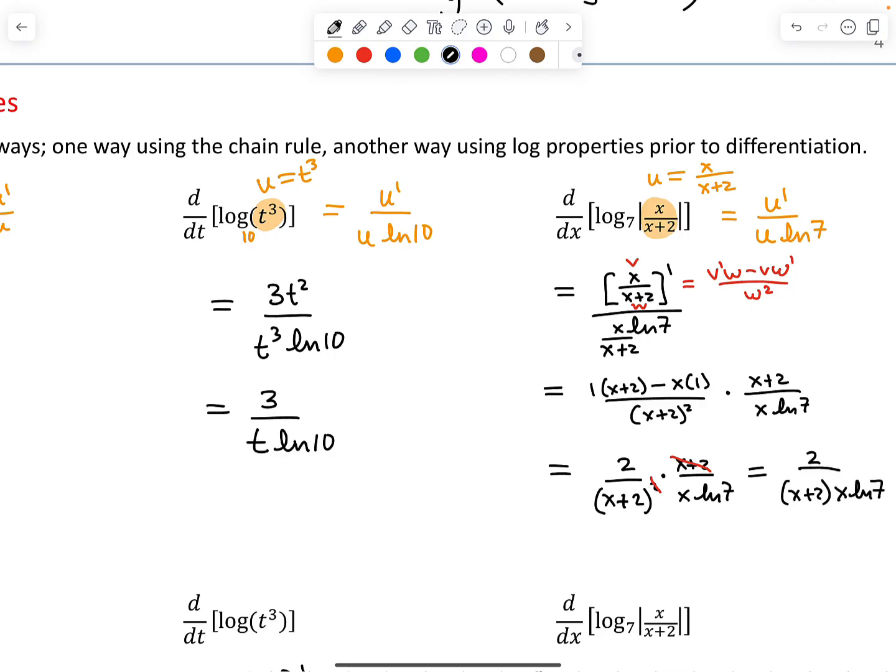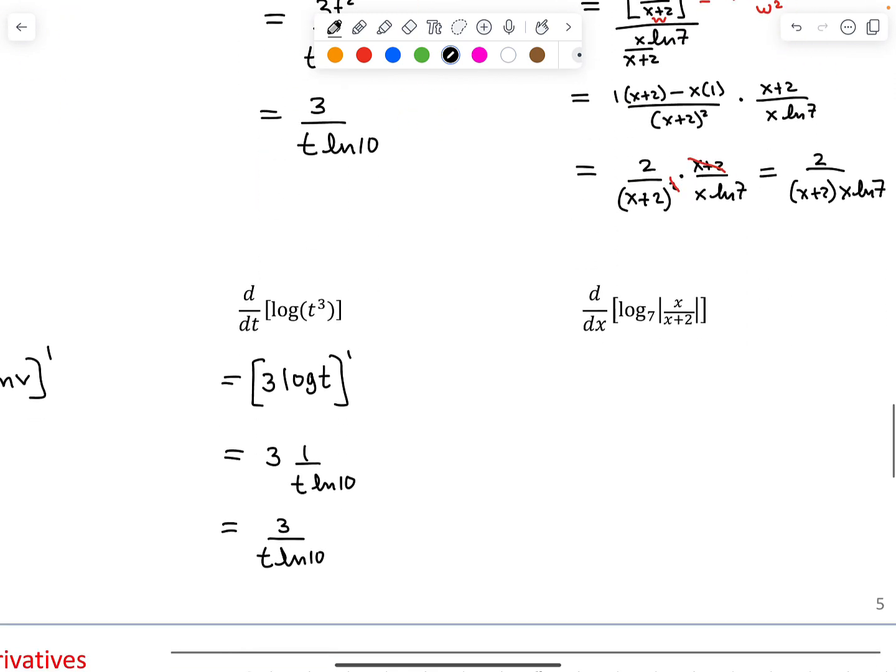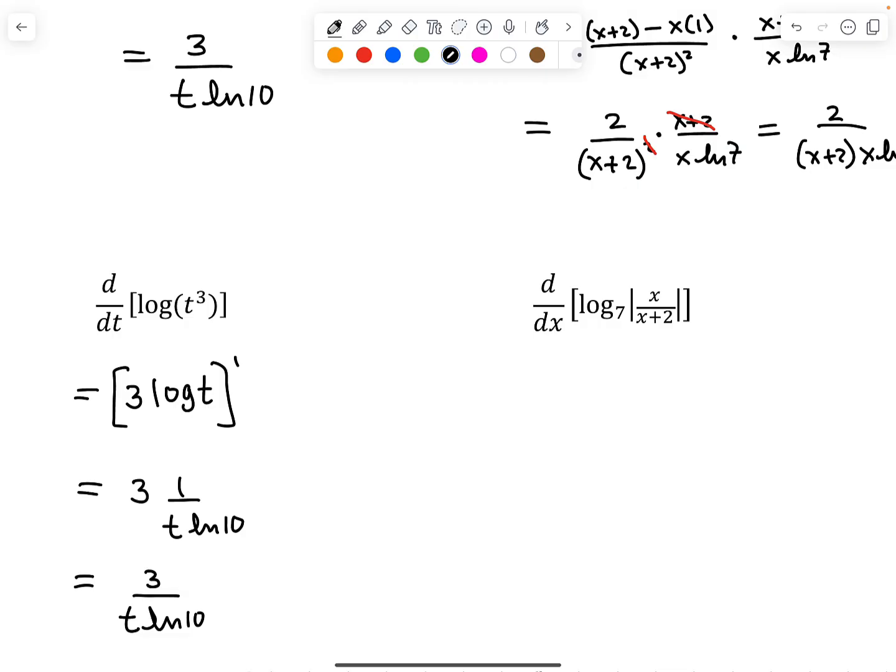Now this was a bit tedious because we had complex fractions, we had to invert and multiply, we had quotient rule nested within chain rule. You're going to see how log properties can make this one a lot easier. So prior to differentiation, we have a logarithm of a quotient.